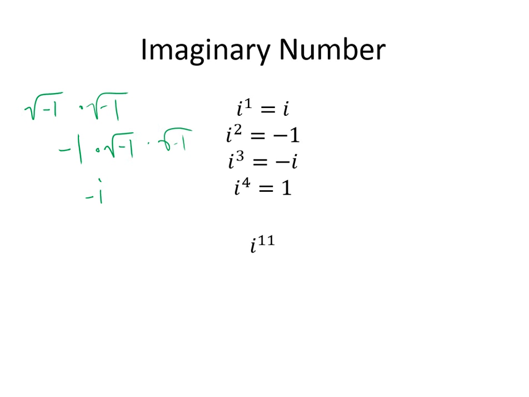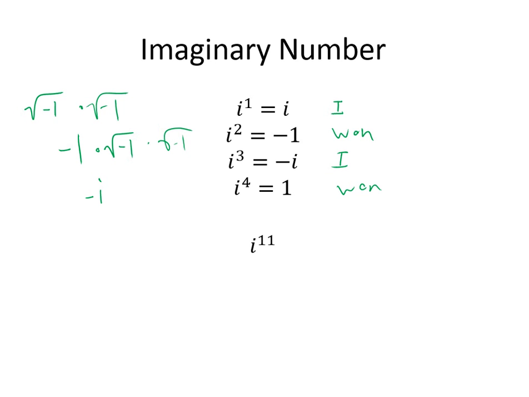A way to help you remember this is by saying "i, 1, i, 1." It's a little memory trick to help you remember: it's i, then 1, and then i, and then 1.